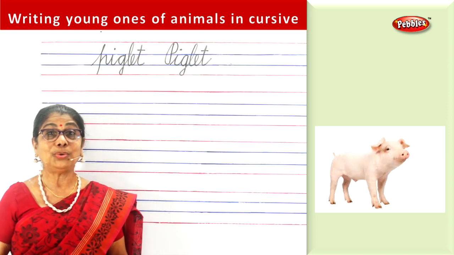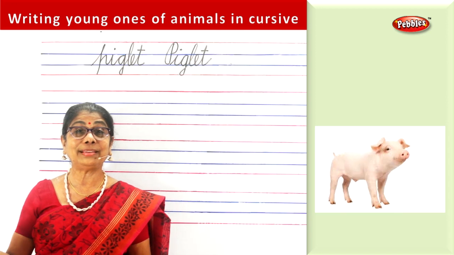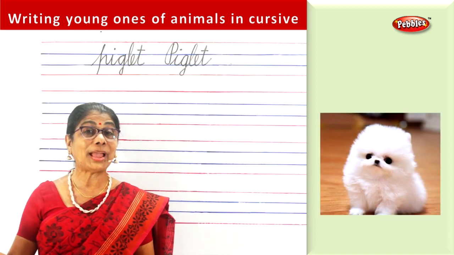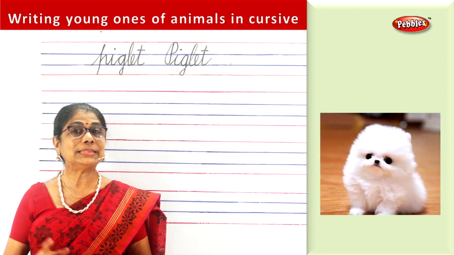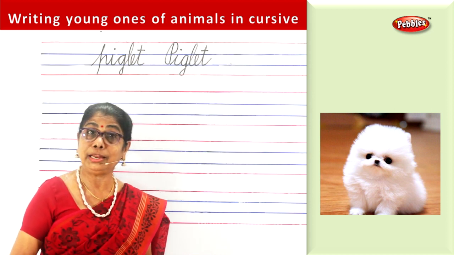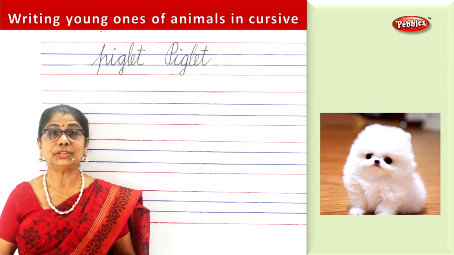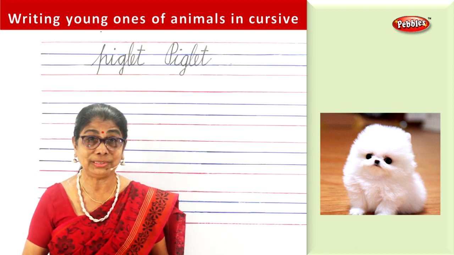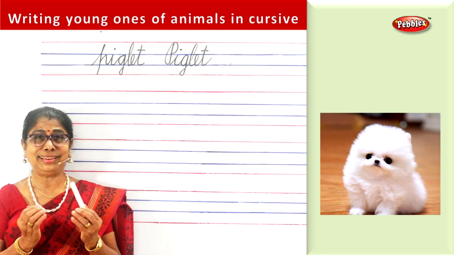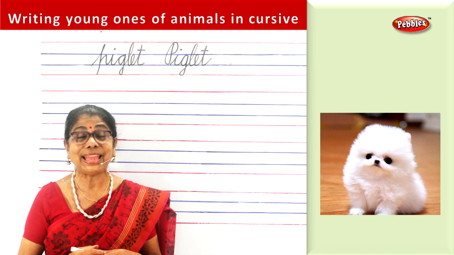Now, who guards your house? You have a kennel there and you have your dog sitting at the gate watching over your house, not letting any strangers come in. What is their baby? The dog's baby is called puppy. Tiny little dog is called a puppy.